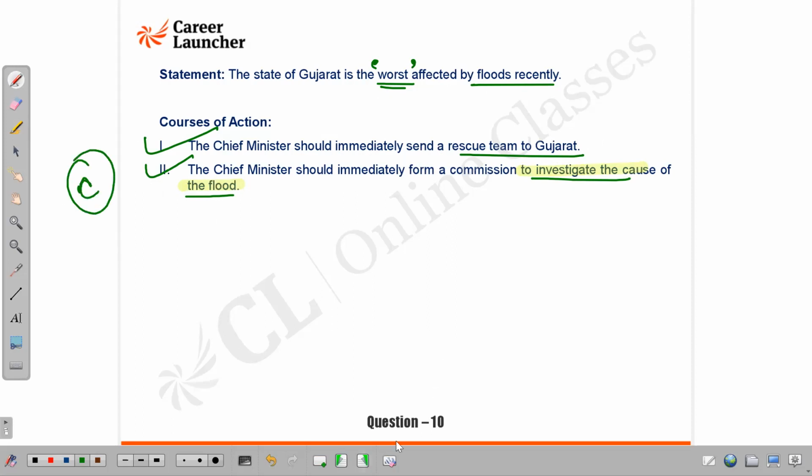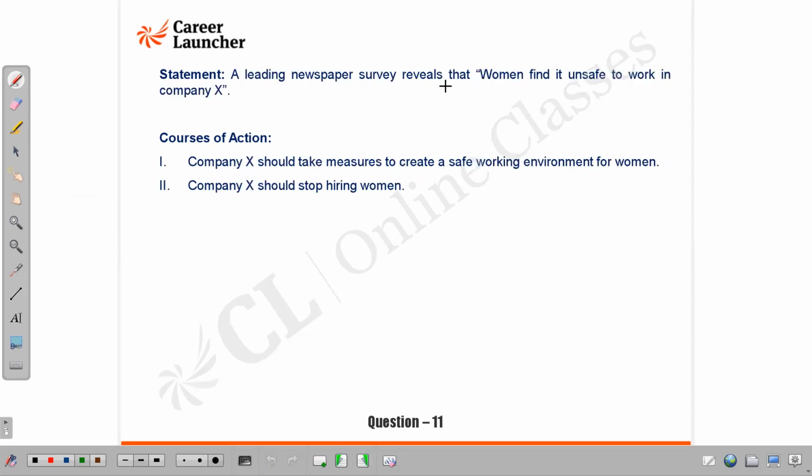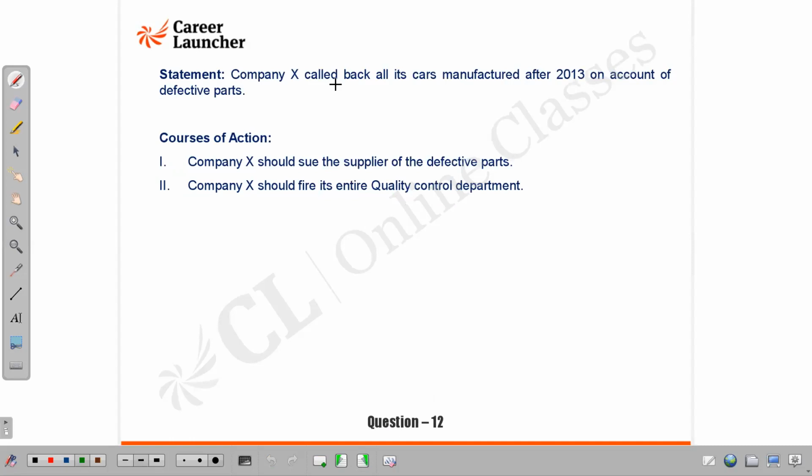We go for C. 11, the leading newspaper survey reveals women find it unsafe to work in the company X. Company X should make measures to create a safe working environment for women. Absolutely correct. They should stop hiring women, which is, lol. Definitely a sexist, biased measure, and definitely impractical, therefore invalid.